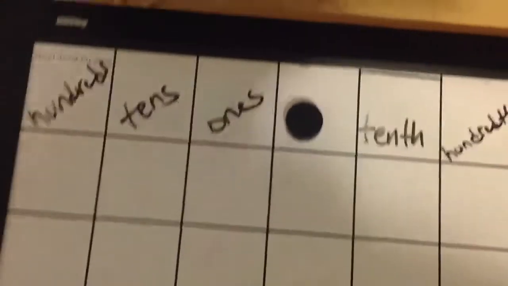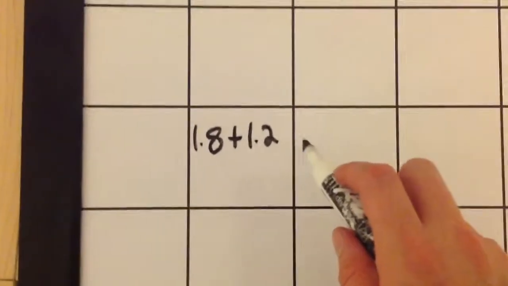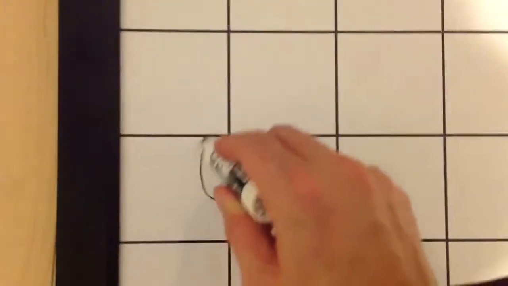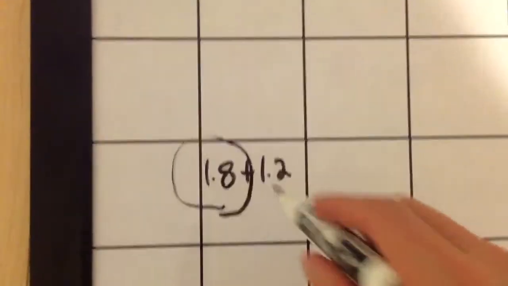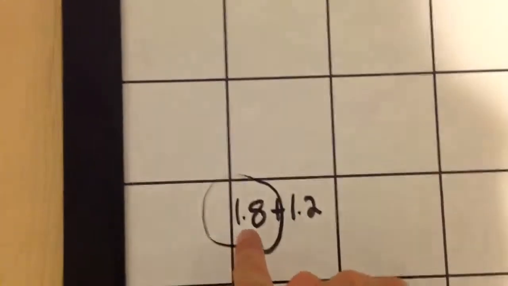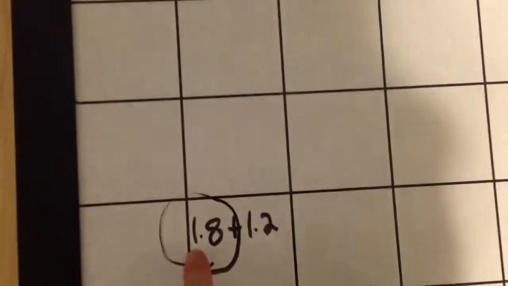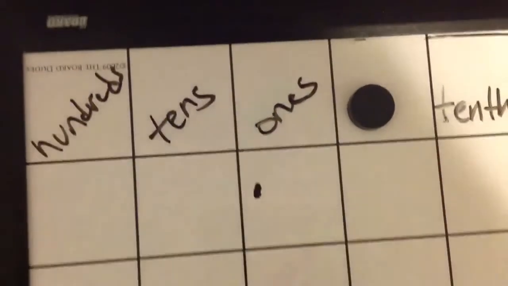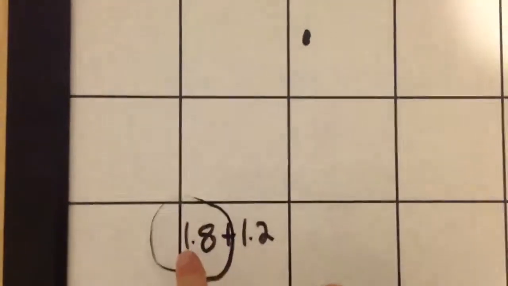So now let's look at these numbers and let's look at how we add decimals. We're going to be looking at adding 1.8 and 1.2. We're first going to look at 1.8, 1 and 8 tenths, and talk about that. You can see we have what number in the ones place? We have a 1 in the ones place, so we're going to mark that. Little dot. There we go. 1 in the ones place.